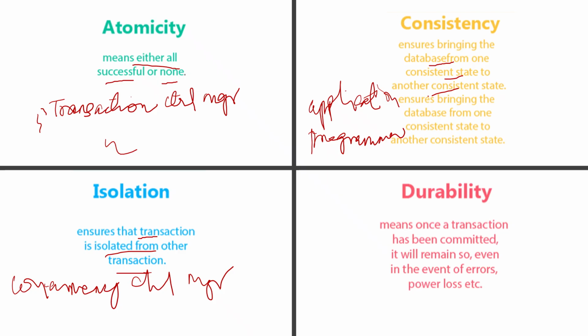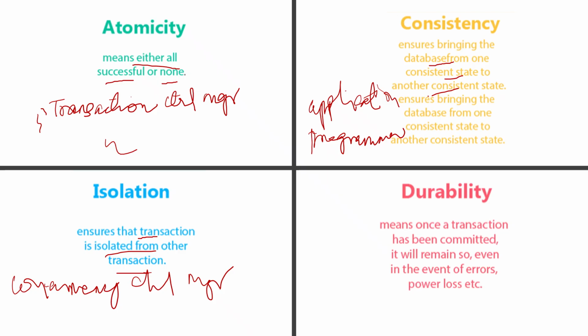And next is durability. So what is durability? Once a transaction is committed, it will remain in the same state and be stored to the disk, and it will survive system failure. It guarantees that once a transaction is committed, its changes are permanently stored in the disk and will not be lost. Even if there is an error or a power loss, once it is committed, it will be stored in the disk. So that is durability.